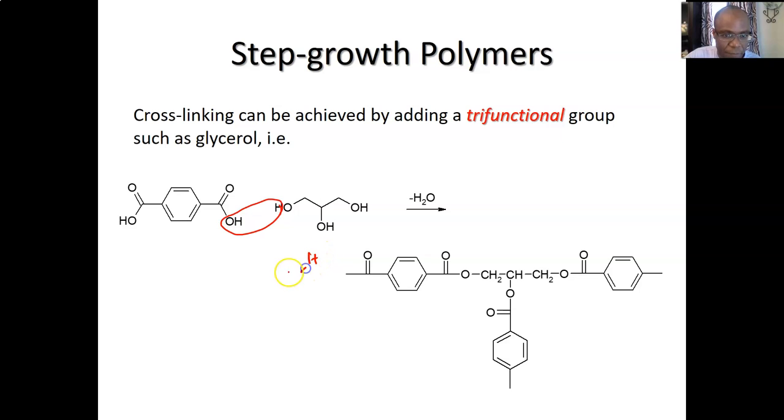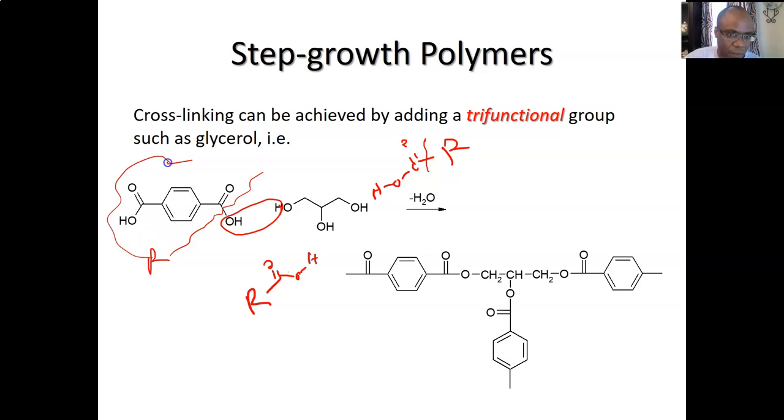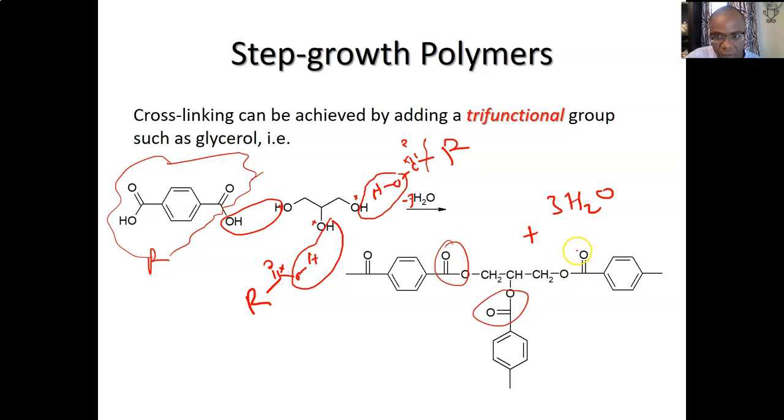You can imagine having another carboxylic acid here. So I'll just use this whole part as an R group, and you can imagine having another carboxylic acid here with the R group, which is this whole thing. So again, with your shortcut, one can connect this carbon to that oxygen, this oxygen to this carbon, as you lose your water. In this case, you lose three water molecules, so I should write here minus three water molecules as you make your ester, ester, ester.